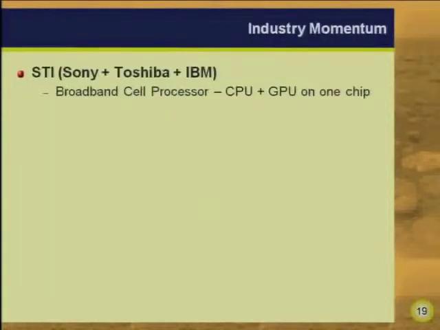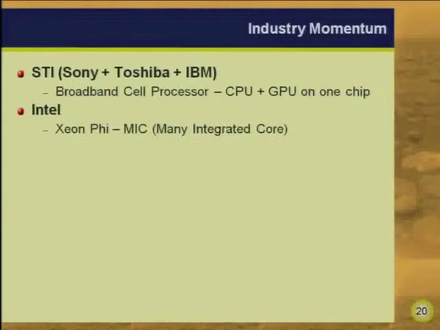Now, what has the industry been doing in all this time? IBM, Sony, and Toshiba in 2001 formed an alliance called STI, okay? And they started working on the broadband cell processor. What they're doing is taking the CPU and the GPU, they're putting them together on the same die, okay? That's what they're doing. What about Intel?